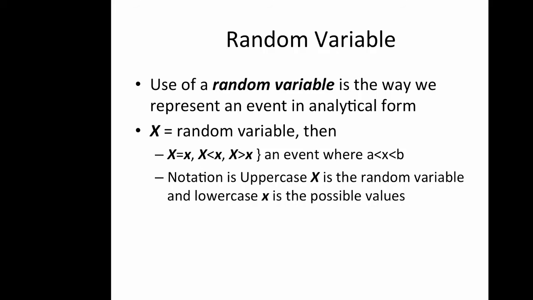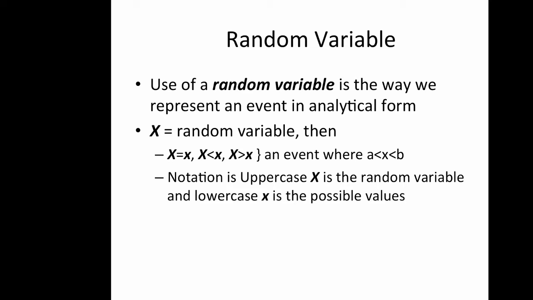We begin our discussion of Chapter 3 by introducing a definition of a random variable. The random variable is the way that we represent an event in analytical form. In Chapter 2, we had a lot of Venn diagrams and we discussed our sample space and events occurring within the sample space, but we did it graphically to represent analytical events. In order to apply mathematics to these types of problems, we need to introduce a random variable.